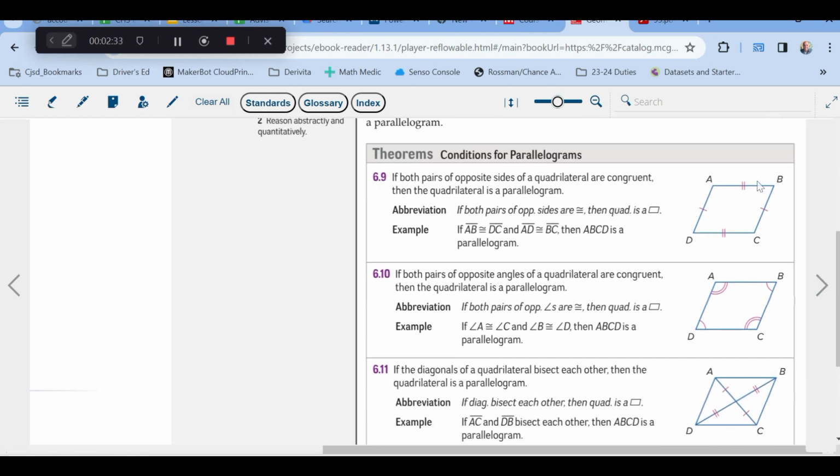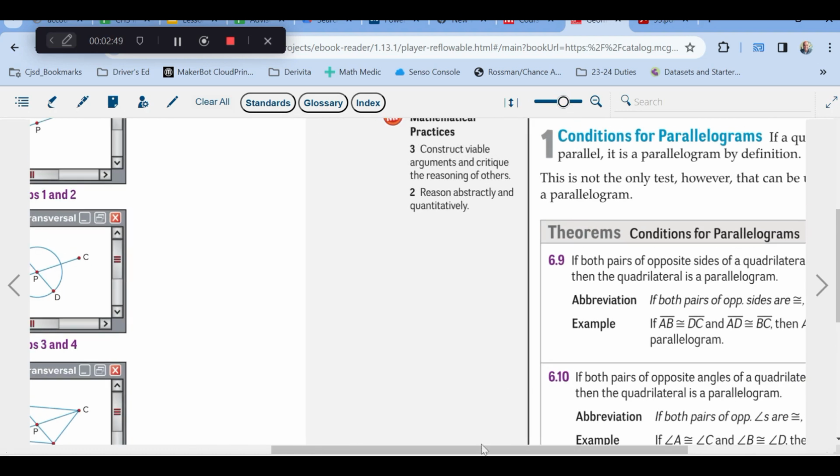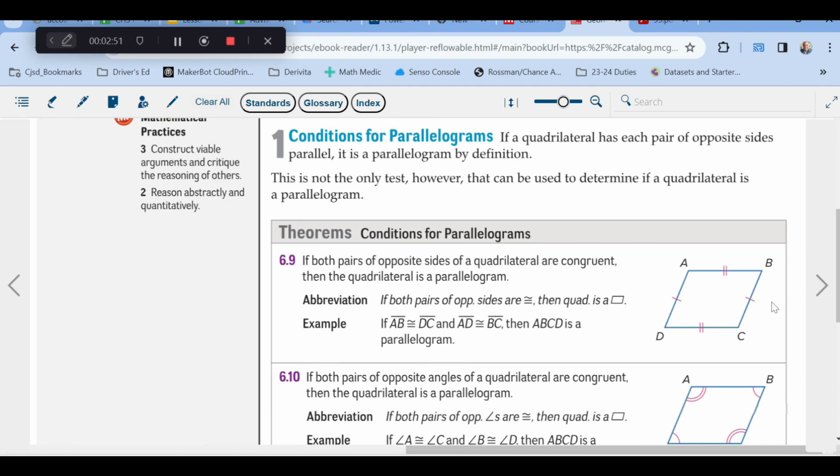If both opposite pairs are congruent to each other. So this AD and BC are both marked with a single pink line that you see here. That means that they are parallel to each other. Let me try to zoom in a little bit more. I'm sorry, not parallel. It means they are congruent to each other. So if they're congruent and both pairs are congruent, then it is a parallelogram.